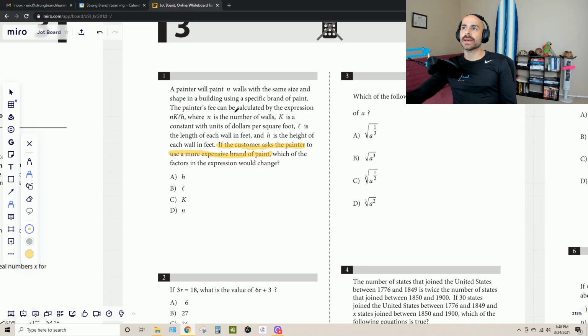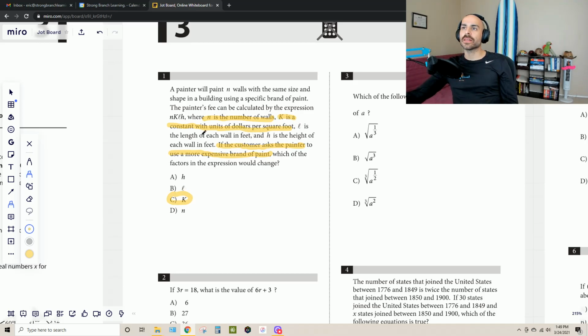We look at the expression here. The expression itself isn't all that important because they're asking about the individual letters, not necessarily the total outcome. N is the number of walls, so that's not going to change based on a higher fee for paint. K is a constant with units of dollars per square foot, and that ends up being our correct answer here, but let's keep looking through the other ones, and then we're going to explain why that's correct.